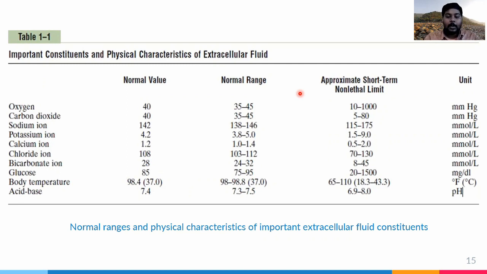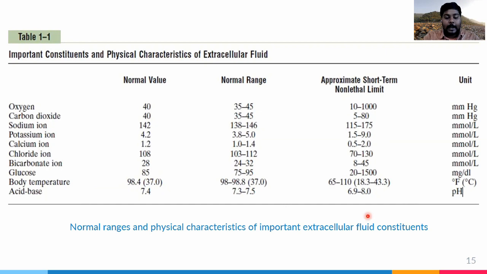When going through this whole table, we can see that some particular constituents such as oxygen have a large non-lethal limit, or a large range in which they can vary without being very harmful to the human body. But some particular constituents such as calcium ion concentration, as we can see, must be maintained within a very small limit, which is 0.5 to 2 millimolar per liter. This is very important, as if the concentration of the constituents is not maintained, then it can be very harmful to the body.